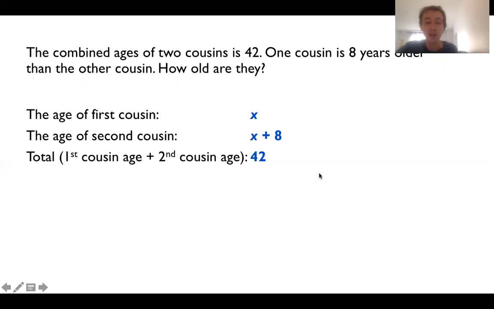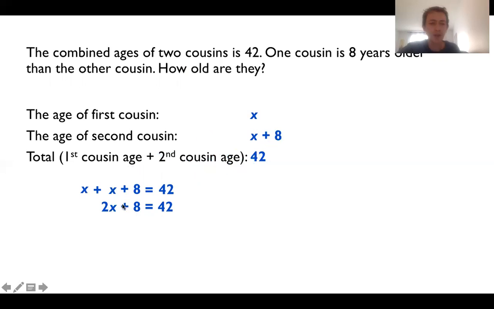And if we solve it, we are going to find out what the value of x is. So here is what our equation looks like. This again is the first cousin, this x plus 8 is the second cousin, and this is the total. So let's actually solve this now. I've got x plus x, that is actually 2x plus 8 equals 42.